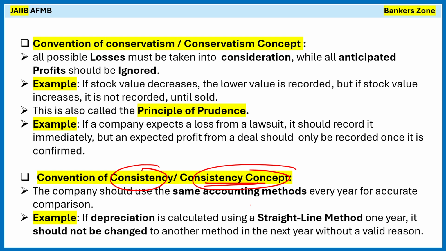So it is very much applicable with respect to depreciation. Because in depreciation we have the straight line depreciation method and the written down value depreciation method. Once you start using one, it must be continued for the next year also. Otherwise the calculation may differ. Okay. That's why we have to follow the same method in accounting. Convention of consistency concept. Okay.